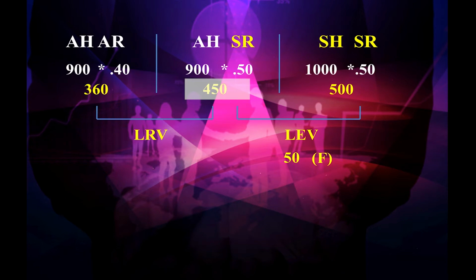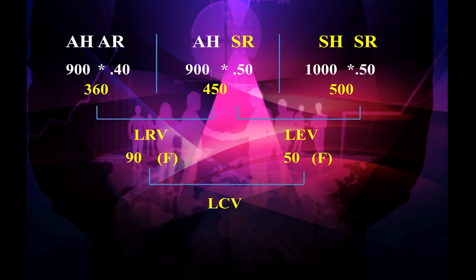Similarly, the product of column 2, 450, minus product of column 1, 360, is 90, it is positive. So, it is favorable, and the basic equation is that rate variance plus efficiency variance is cost variance. So, LRV plus LEV, that is 90 plus 50 F is 140 F.